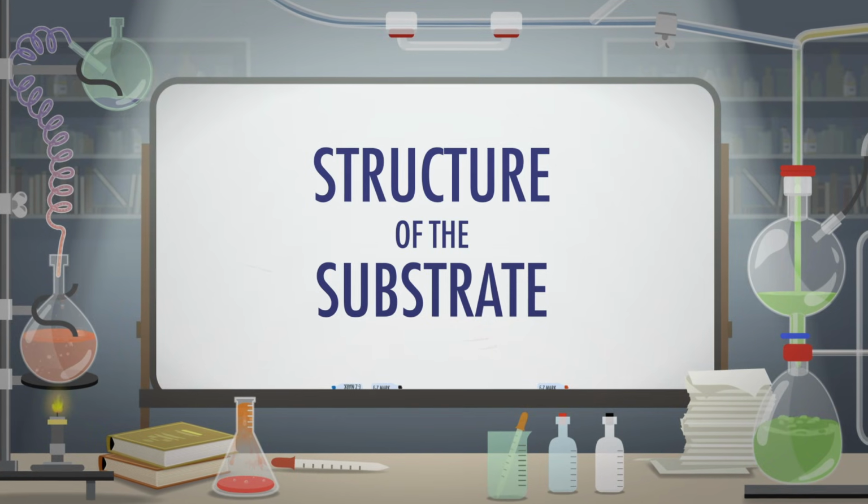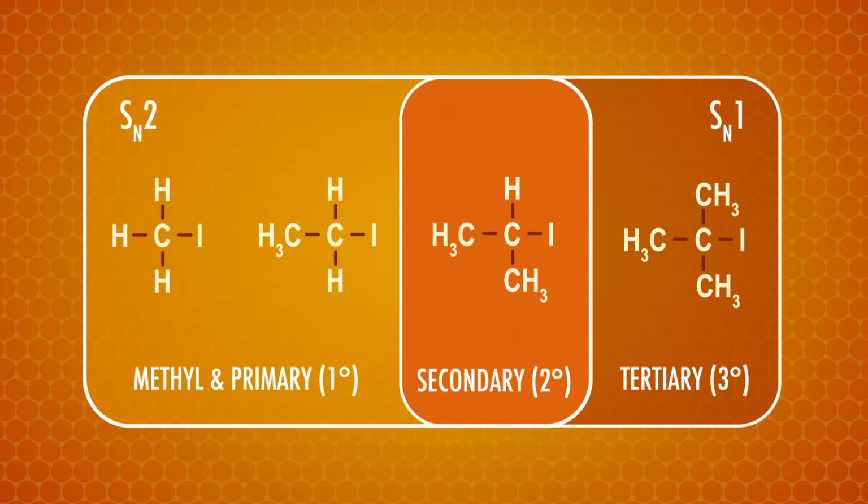So let's look at three key factors that can help us decide whether to do SN1 or SN2. The first and most important factor is the structure of the substrate. Substrates with leaving groups on primary carbons use SN2.